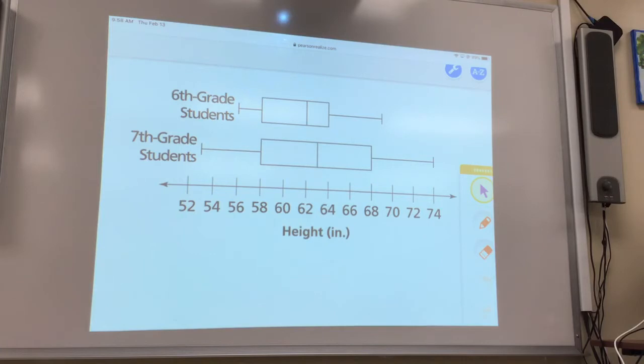All right, take a look at this box plot. First of all, what's it comparing? You need to get the general idea of what you're looking at. Jude? Seventh grade students and sixth grade students. Okay, what about them? How many there are? No. Height. It's the height of them. So we're looking at the height of 7th grade students compared to the height of 6th grade students. How would you compare their medians?